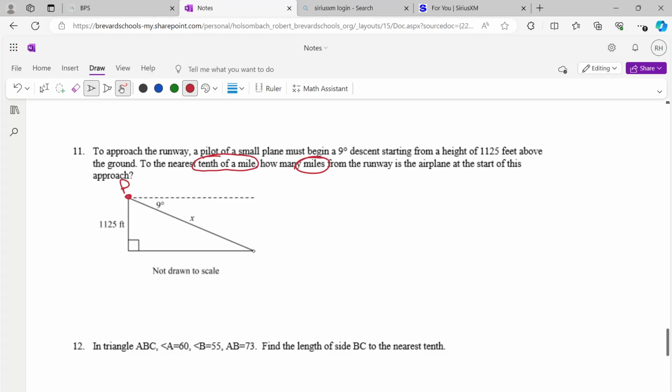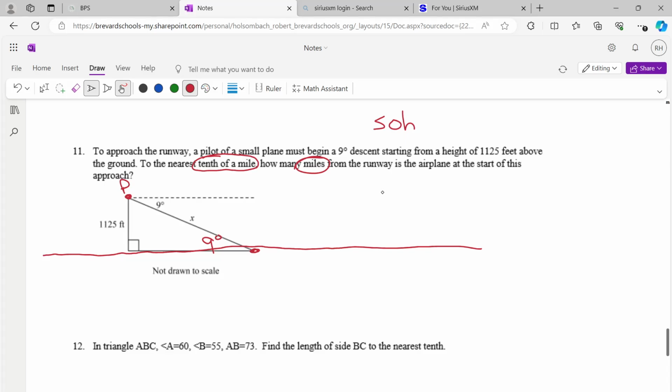Here is the runway. An extension of this bottom line is the runway. And this line of sight to the runway represents that descent, but the hypotenuse is what we're trying to find. So if we take this 9 and we put it in here, because corresponding angle of depression and angle of elevation are congruent, we're looking at opposite and hypotenuse.